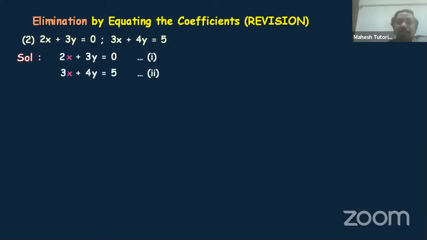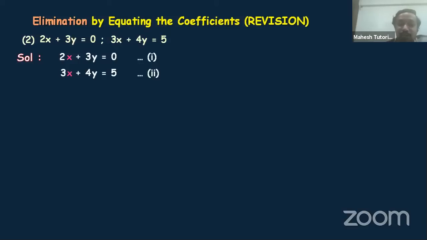Now, if I need to make the coefficients equal, students, what I need to do is take the LCM of both the numbers. In equation 1 the number with x is 2, in equation 2 the number with x is 3. The LCM of 2 and 3, 2 3s will give me how much?